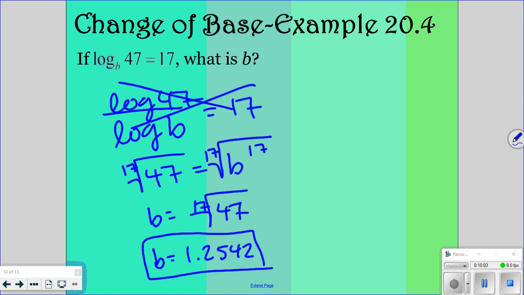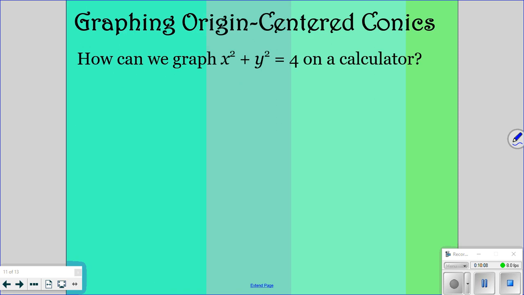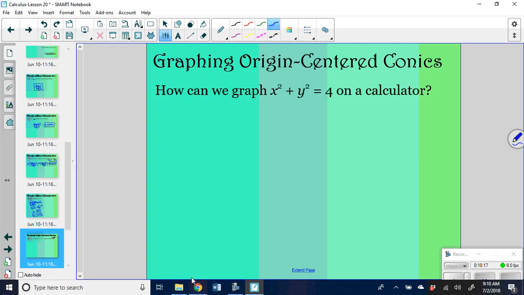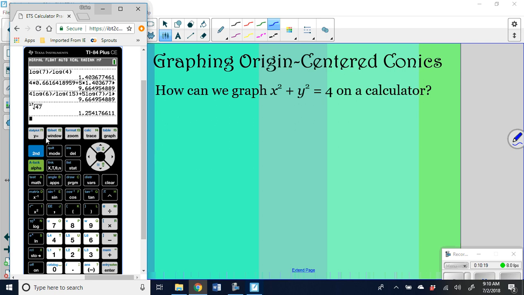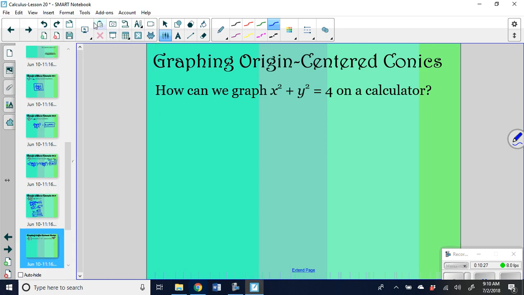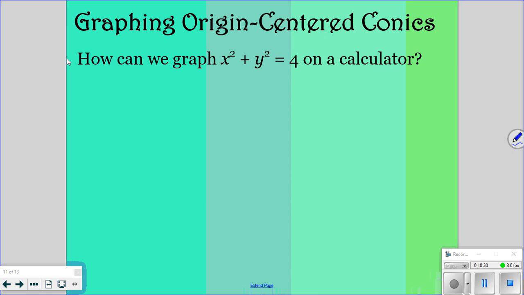Okay, so now we're going to look at graphing origin-centered conics on a graphing calculator. So we want to graph this on a calculator. And we've been graphing on our graphing calculator pretty much all year. If you look, we've been going to y equals, and you have to plug it in. So we should know what this graphs. X squared plus y squared equals 4 is going to graph a circle, and its radius is going to be 2. That's what we should have as our graph.